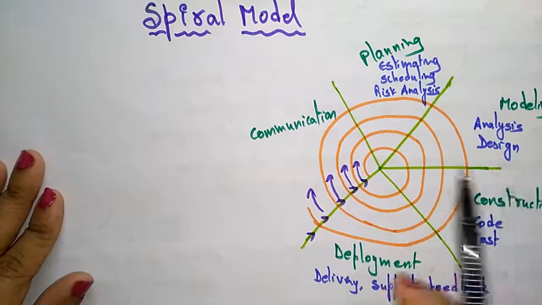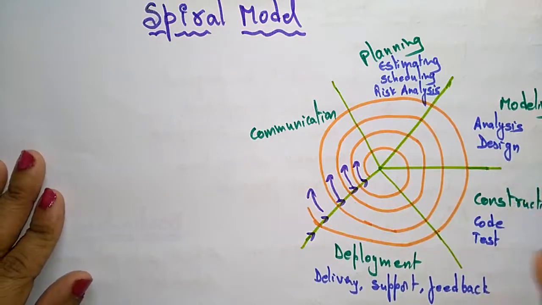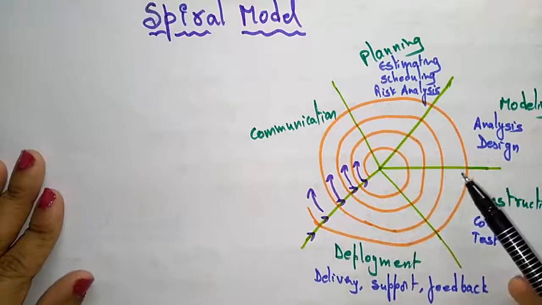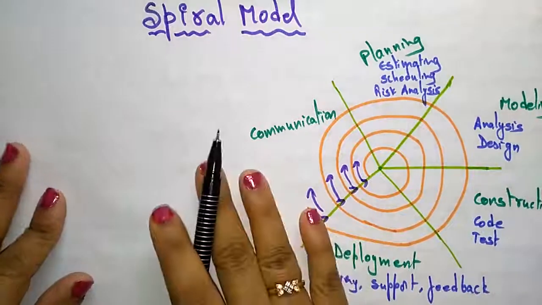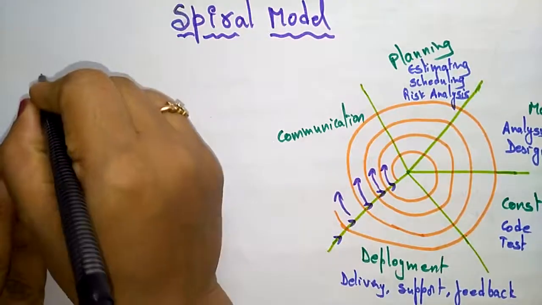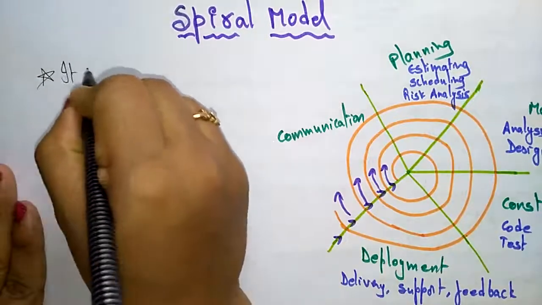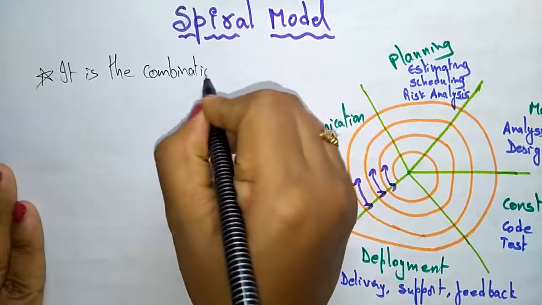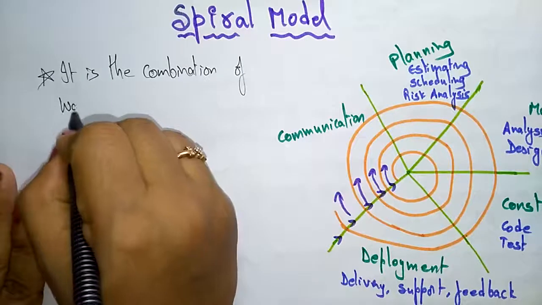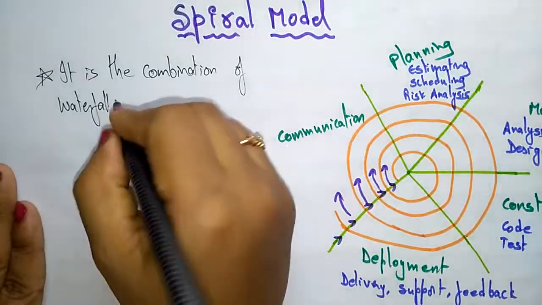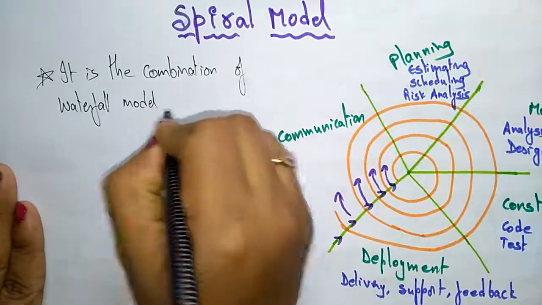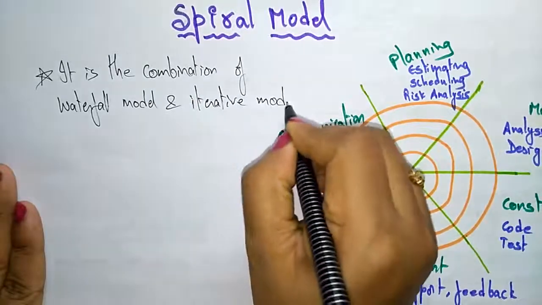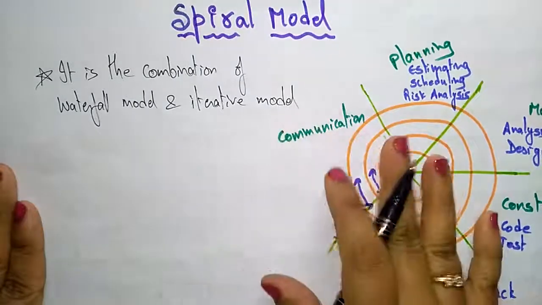It means the operations that take place while you are developing any product or process will be in the form of a spiral. Now let me explain. This spiral model is a combination of the waterfall model and the iterative model.